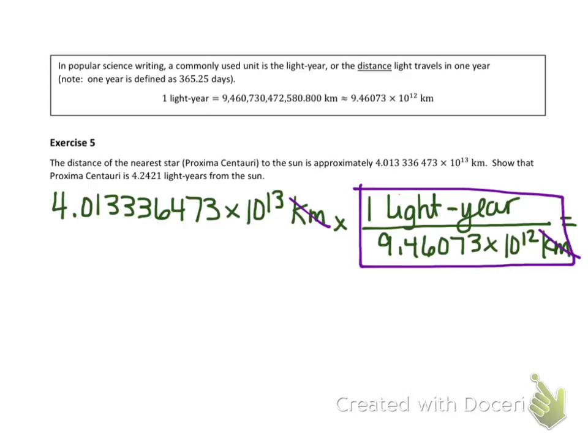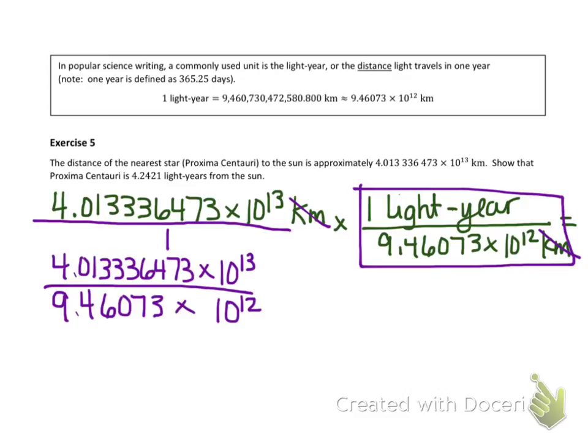So the way I've set it up, kilometers is going to cancel. So when I do the math, I can think of that first distance as a fraction over 1. I'm going to multiply across, and I'm going to end up with 4 times 10 to the 13th over 9 times 10 to the 12th, about. I didn't give all the decimal places there. My unit here is going to be light years, because that's what's left in my numerator. I've got light years left, and so now I just need to straighten out the numbers here.